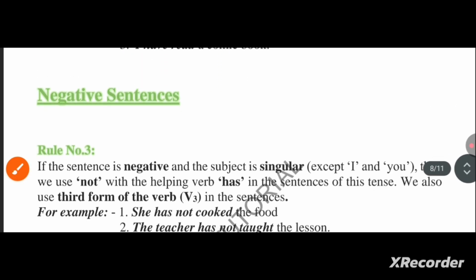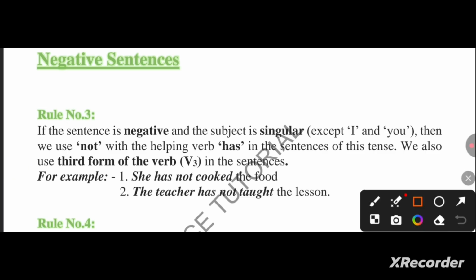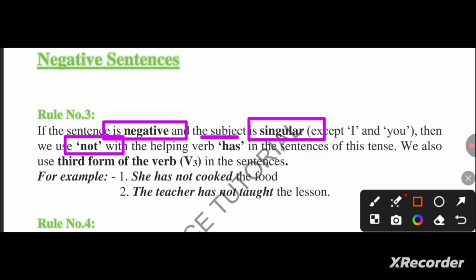Now again, we have to notice if the sentence is a negative one and the subject is singular except I and you, then we use not in this sentence after using the helping verb has.